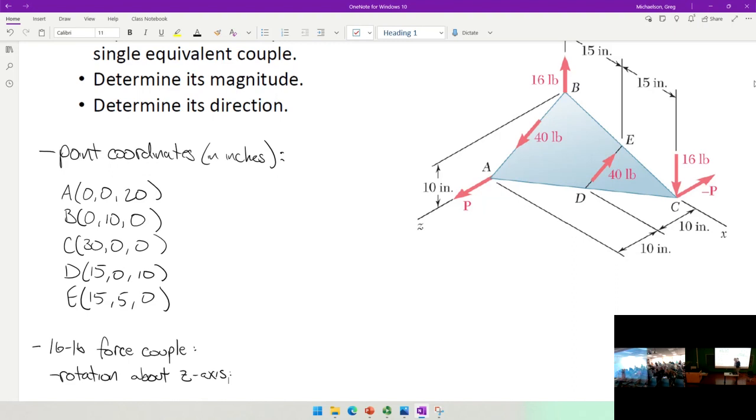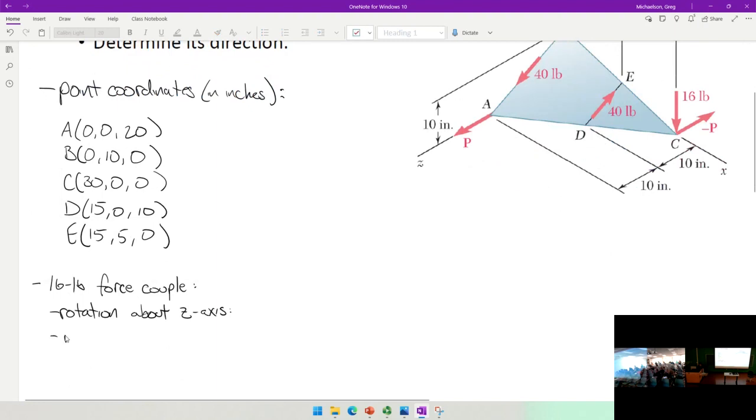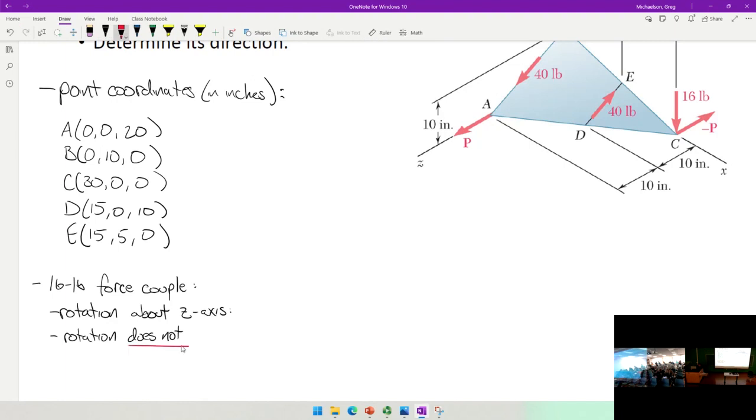Okay, so what I'm saying is that this rotation does not follow the right-hand rule. In other words, negative rotation.